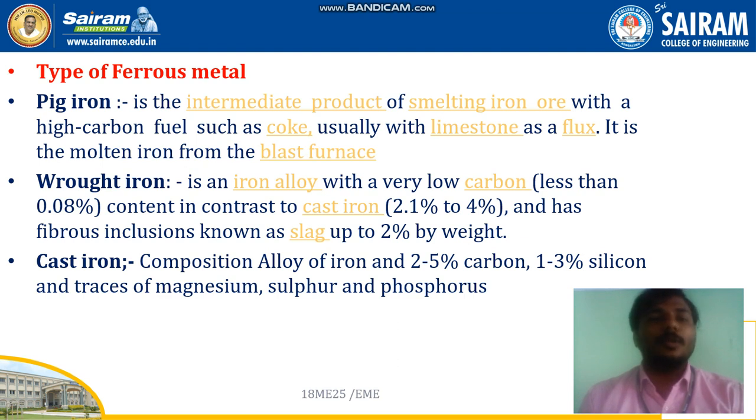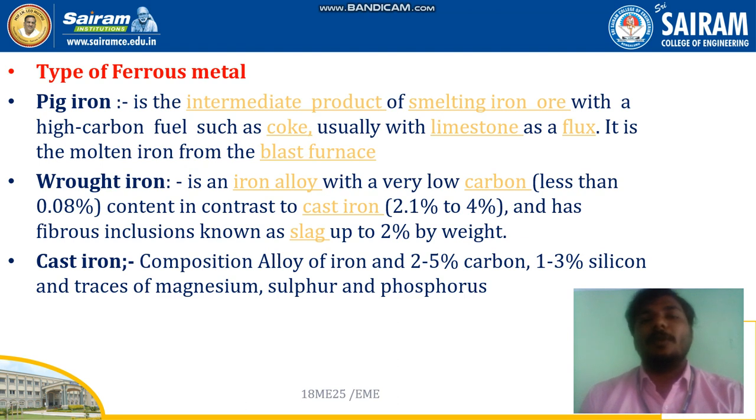Next we are going to discuss the different types of ferrous metals, along with the percentage of metals that they contain. First we are going to discuss pig iron. It is an intermediate product of smelting iron ore with a high carbon fuel such as coke, usually with limestone as a flux. So it is molten iron from the blast furnace.